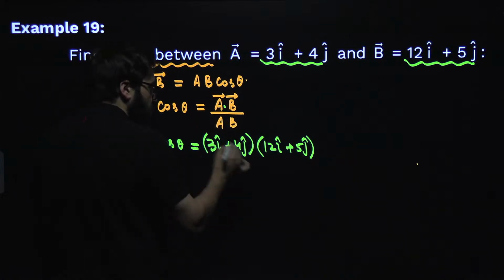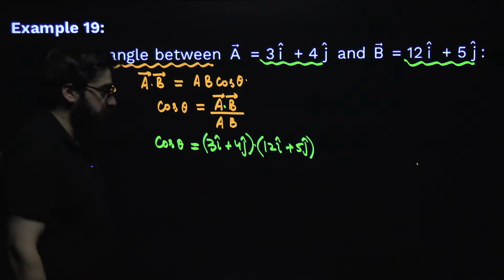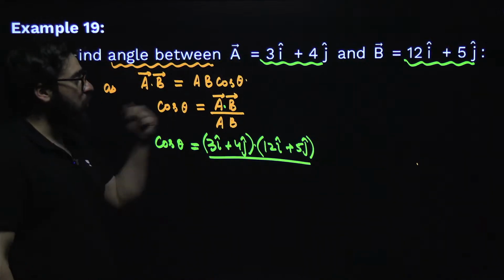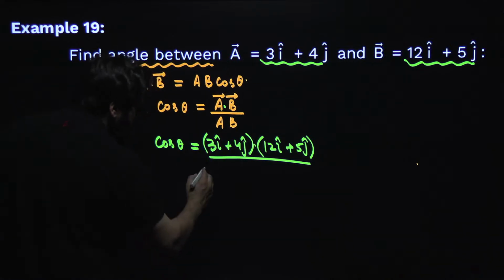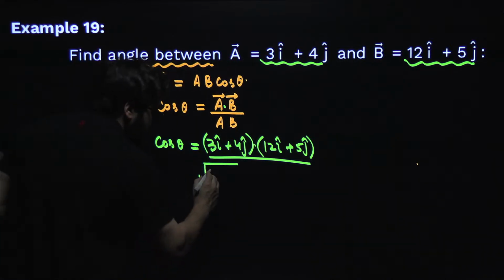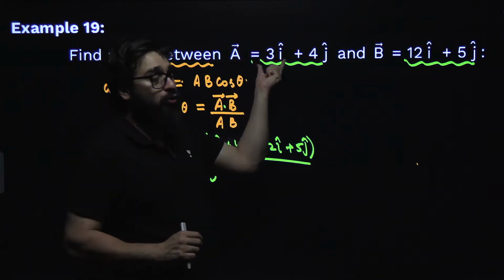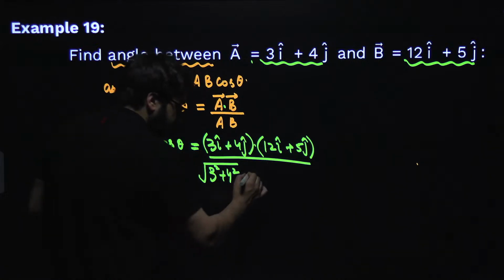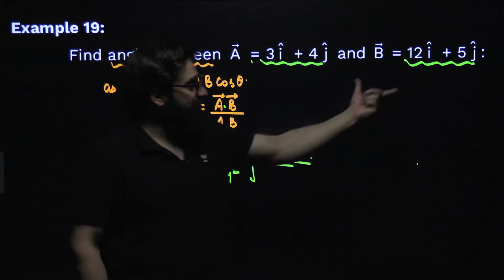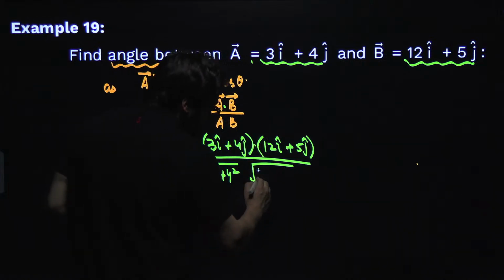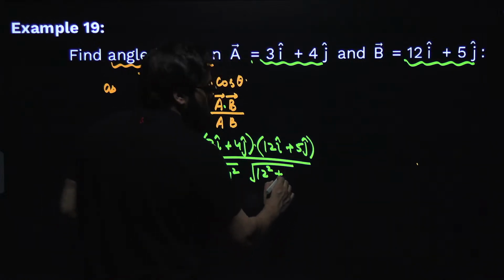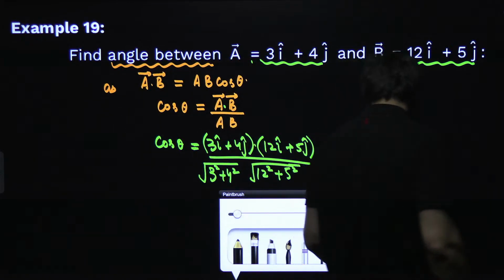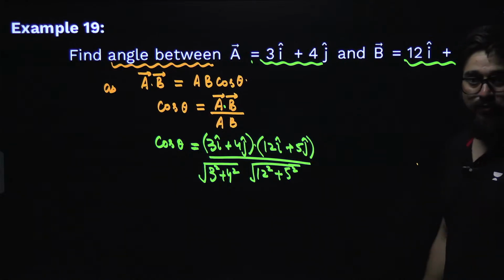This is actually A dot B, so this will be a dot product. And then the whole divided by the magnitude of A. How do we find the magnitude of A? It is the under root of 3 square plus 4 square. And then the magnitude of B. How can we find the magnitude of B? You can simply say that is under root of 12 square plus 5 square.